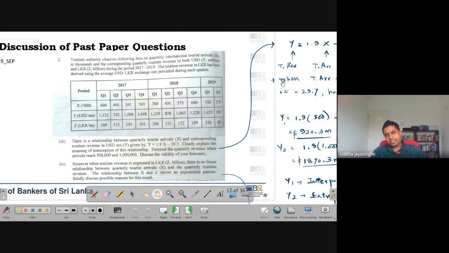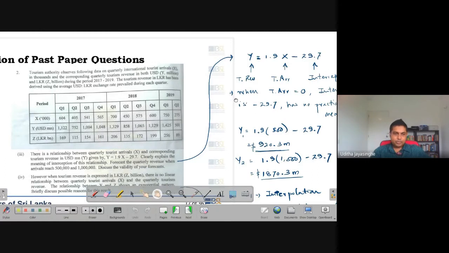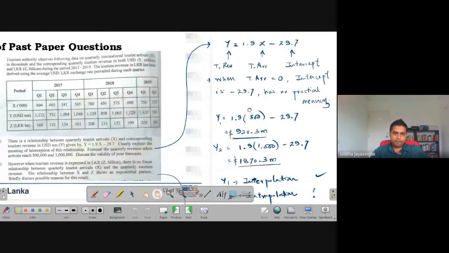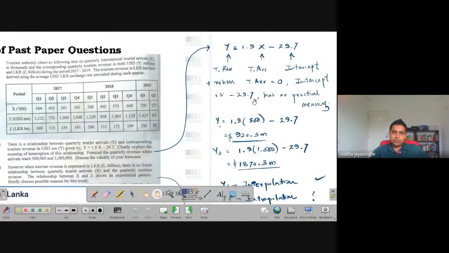Okay, in the interest of time, let's look into my suggested answer. So y equals 1.9x minus 29.7. Now this y is tourism revenue, this x is tourist arrivals, and this is the intercept.